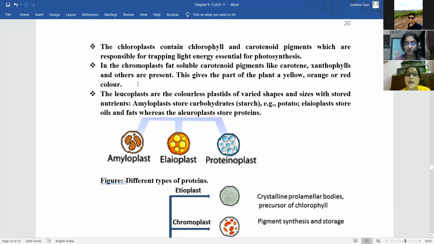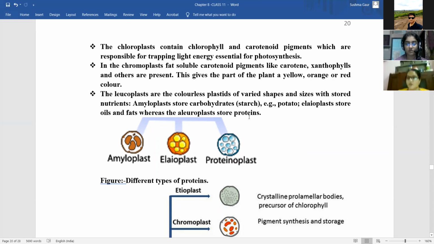Okay, and the third is leucoplast. They are colorless plastids and they store nutrients. They are again of two types: amyloplast that stores carbohydrate, that is starch, in case of potato, and the second is elioplast that stores oil and fats, and the third is aleuroplast that stores proteins. So there are three types.